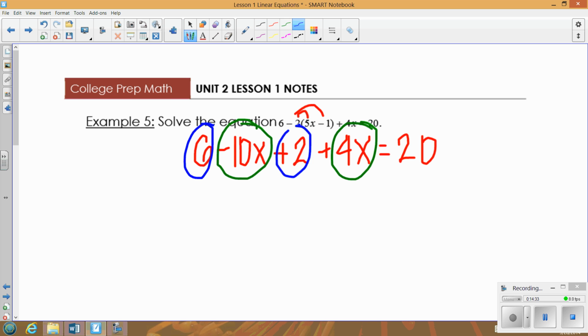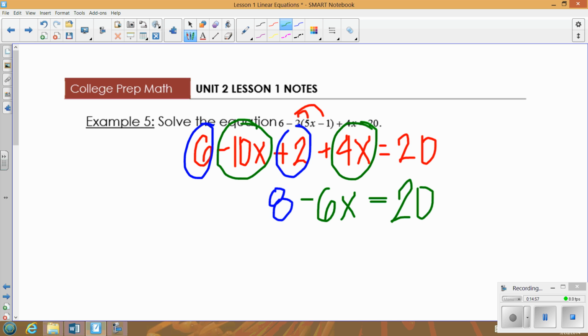So when I combine my 6 and my 2, I get 8. When I combine my negative 10x plus 4x, negative 10 plus 4, subtract and keep the sign of the bigger number, or the bigger absolute value, I should say, which is 10. So I get negative 6x, keep the x, equals 20.